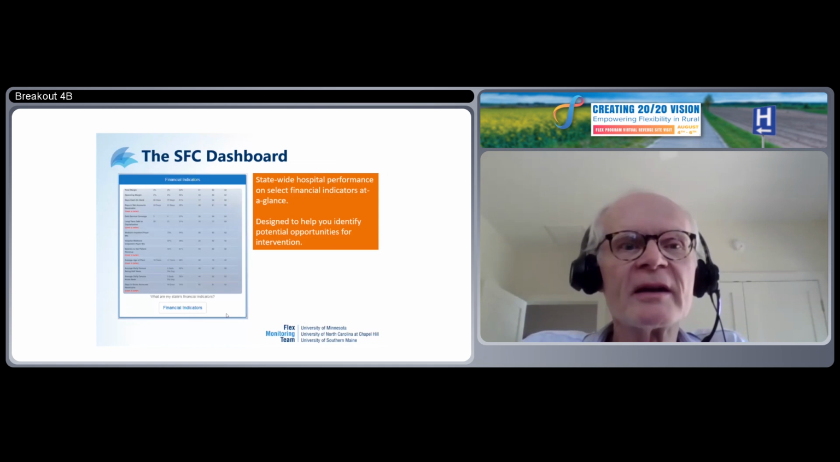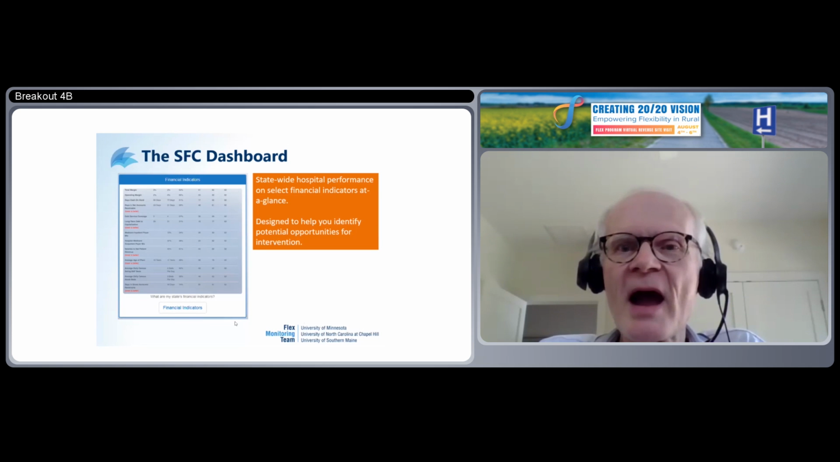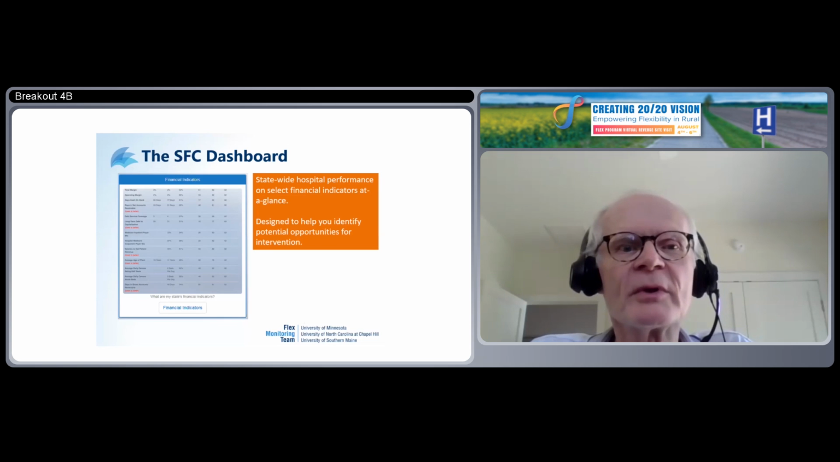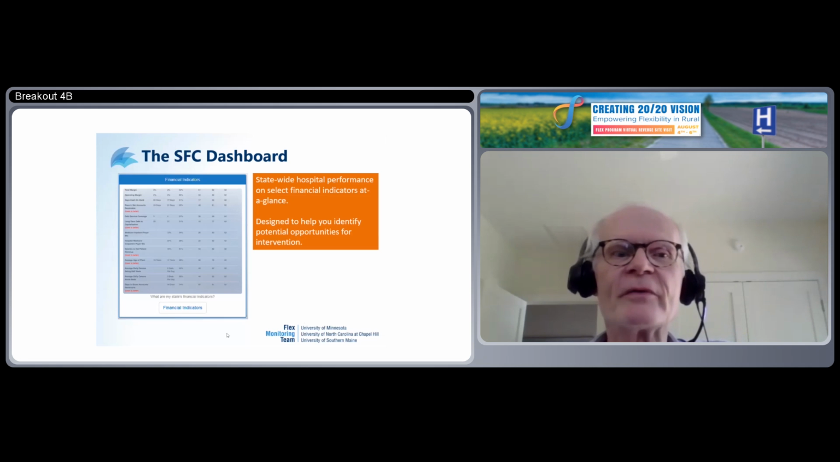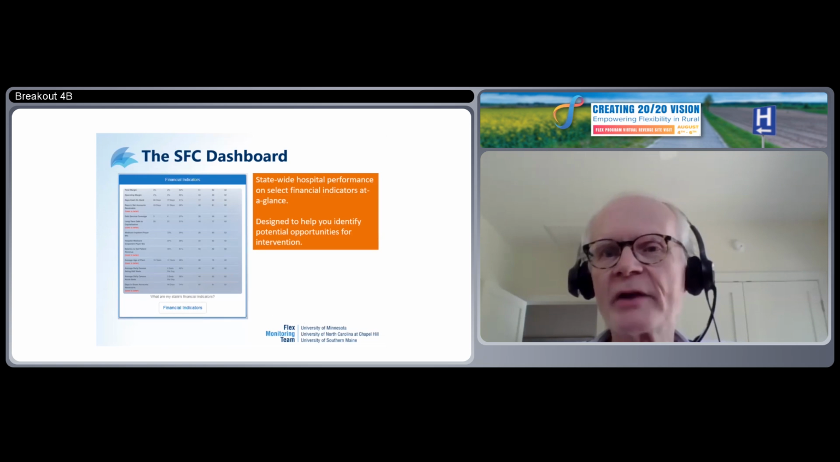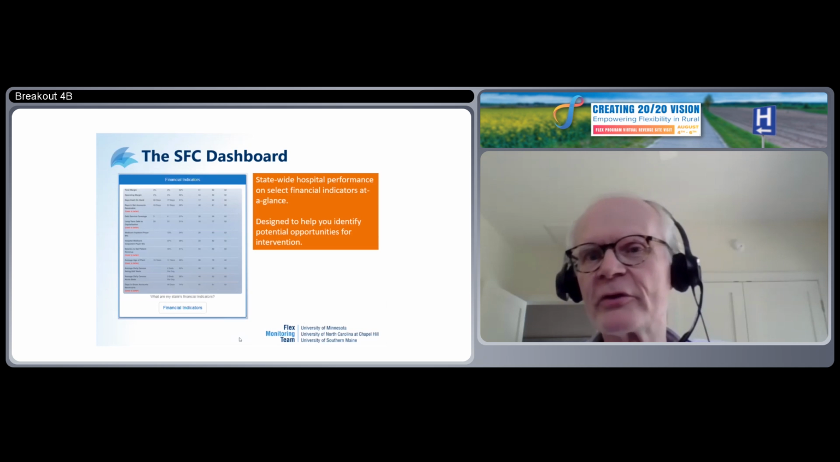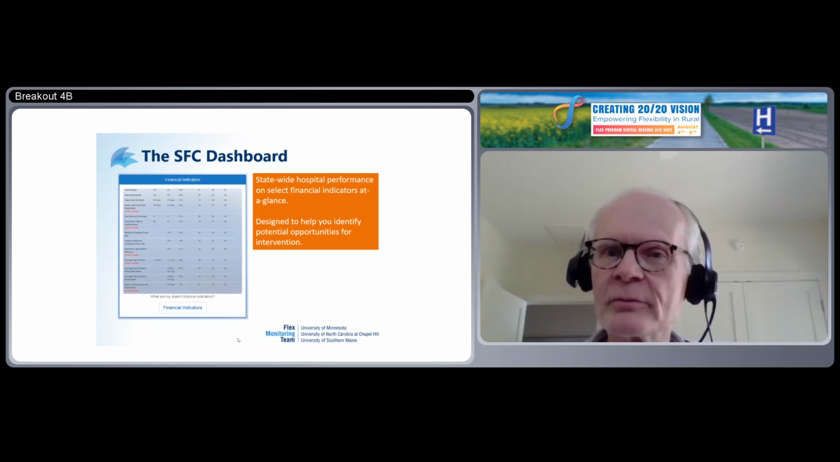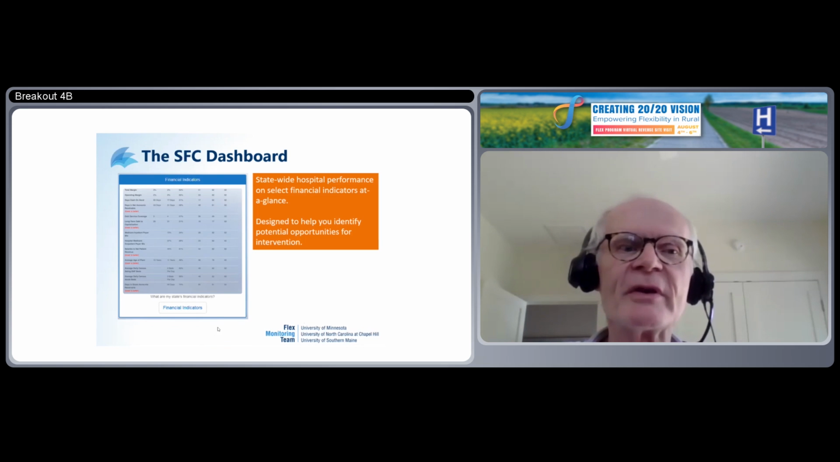The dashboard, as I said earlier, is probably our most recent tool. It allows you to look at how your state is doing at a glance. It's really designed to help you identify potential opportunities for intervention. So if you can see, for example, that most of the hospitals in your state are not doing particularly well on some liquidity measures, maybe you need to look at some revenue cycle improvement consulting sessions or information. Maybe you need some consulting work to look at some of the debt management issues that may be happening. It just gives you a way of, again, helping to identify priorities.